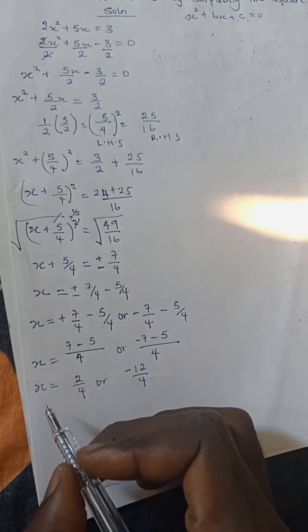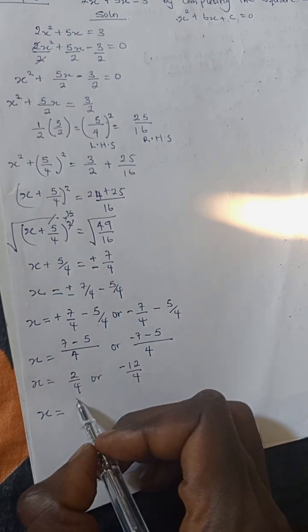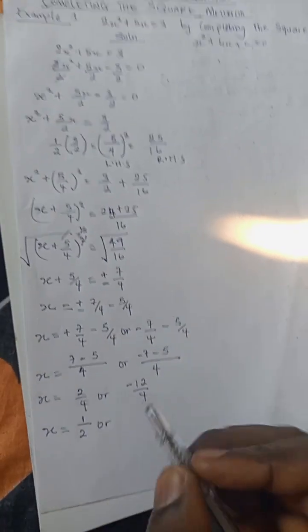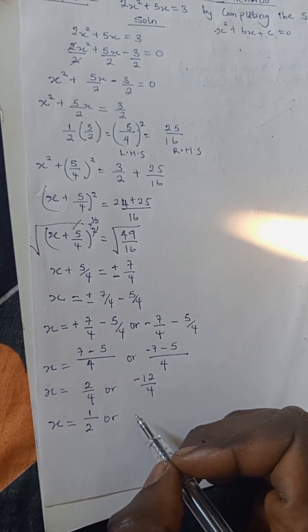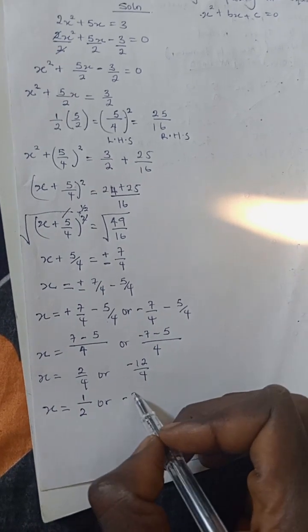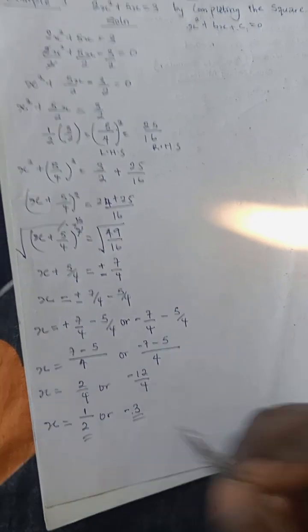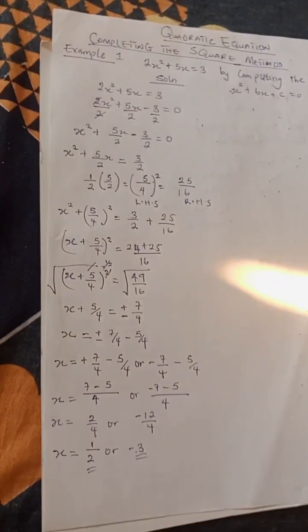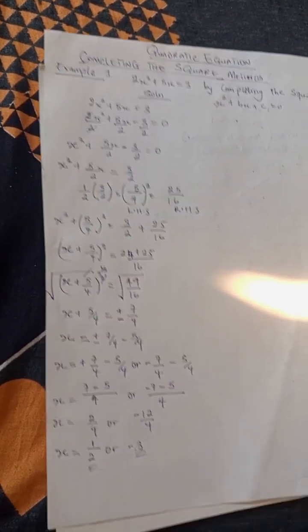Right? So now you have your value of x to be equal to, 2 into 2 is 1, 1 over 2 into 4 is 2, so 1 over 2, or minus 12 divided by 4 will give you minus 3. So these are the values of your equation. This is the value of x. So this is the final answer. With this, we have come to the end of solving quadratic equations using the completing the square method.